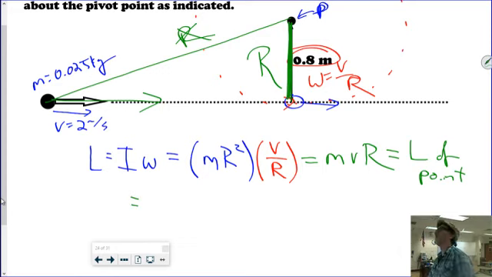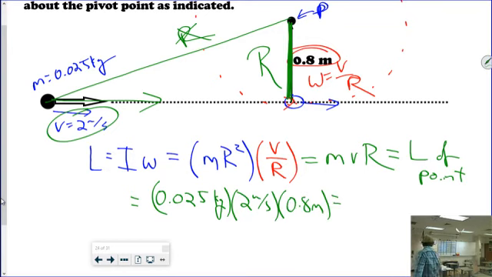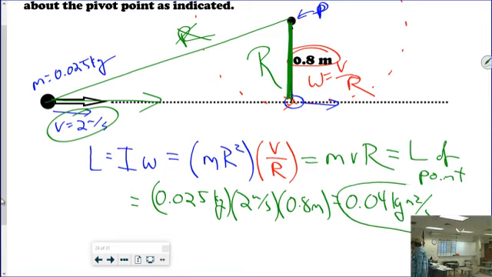So for us, the mass of our particle is 0.025 kilograms. The velocity at which the particle is moving is 2 meters per second. And the radius that it is away from our pivot point, again measuring that radius perpendicular to the motion, is 0.8 meters. Multiply this out, and you get 0.04 kilogram meters squared per second. So there's the angular momentum of that particle.